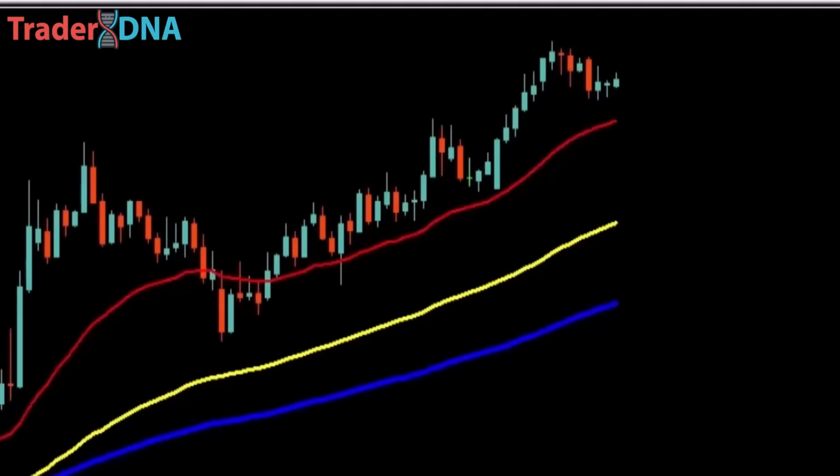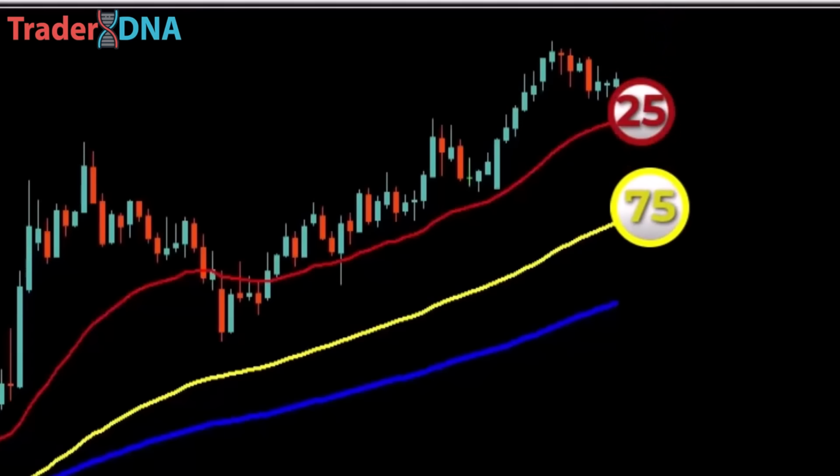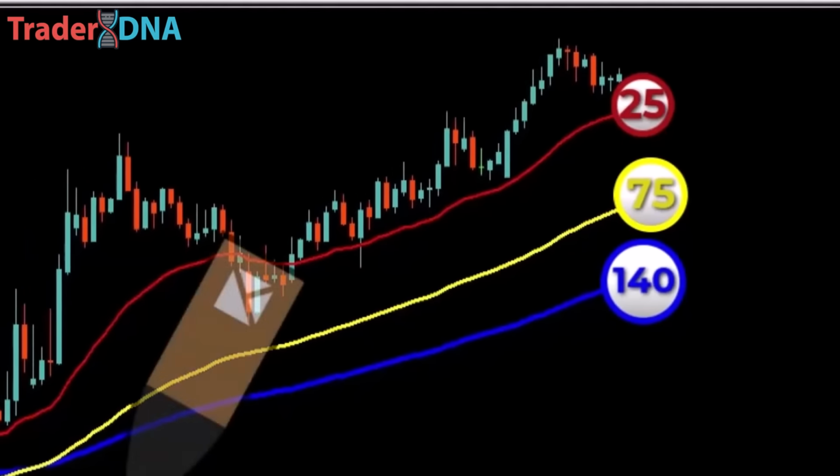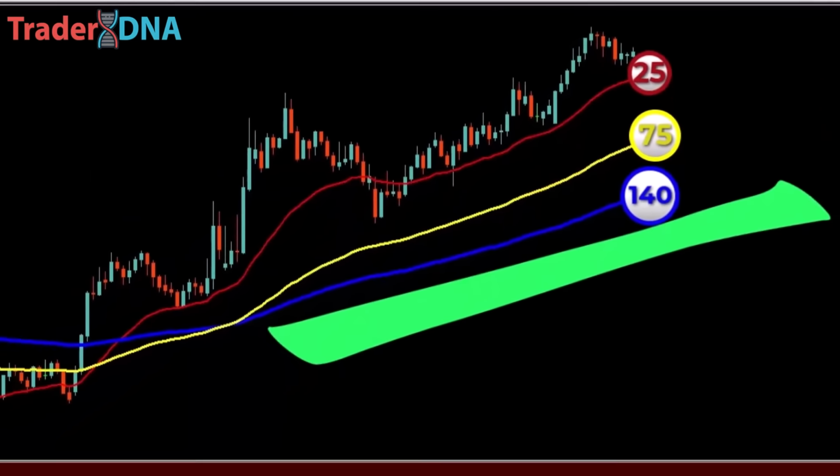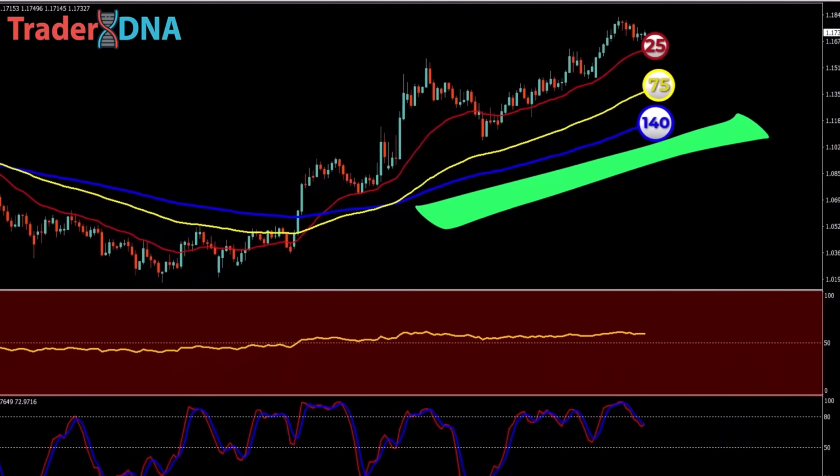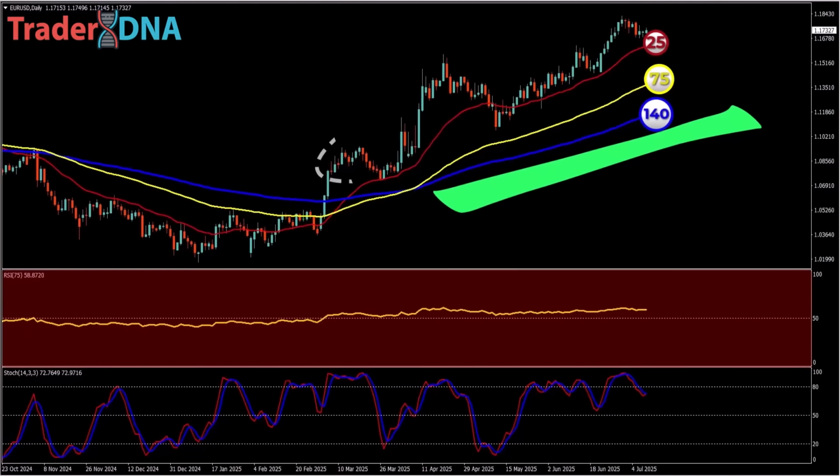How? Simple. We're using our 3 custom EMA lines. The 25 period EMA, the 75 period EMA, and the 140 period EMA. And just look at them. They're all sloping upward, not sideways, not flat, not random, upward. And the price? It's riding above all three lines like a rocket ship cruising above the clouds. That, my friend, is a classic bullish trend. And guess what? That's exactly what we want to see.